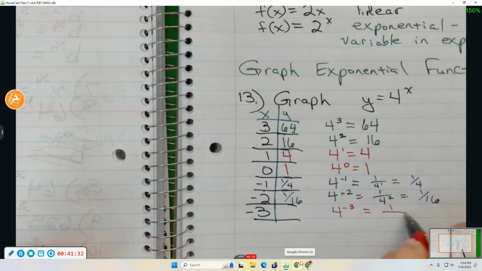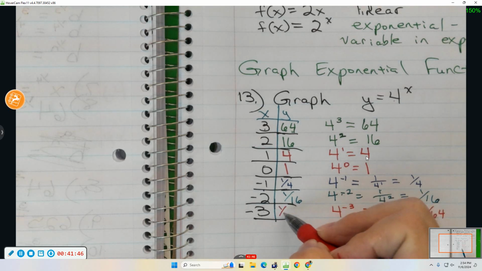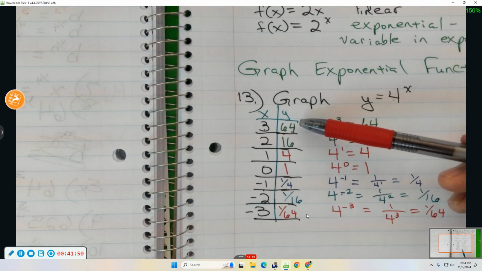That's 1 over 4 to the positive 3. And we already said 4 cubed is 64. So 1 over 64. Oh, wow. How are you going to go up 1 over 64 units?